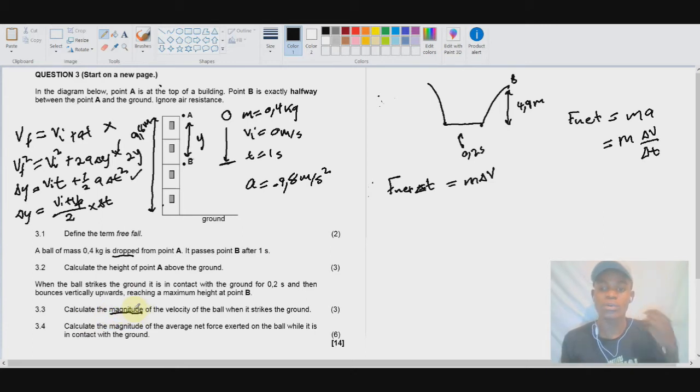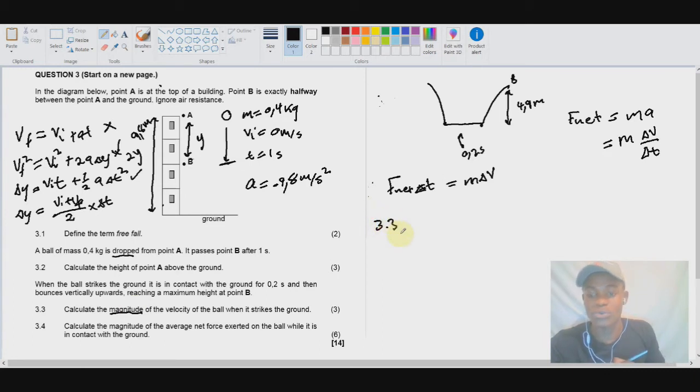So don't bother yourself with trying to say my velocity is this value in this particular direction. No, they said they want the magnitude. So you must read the question carefully and give them what they want. So we can start 3.3.